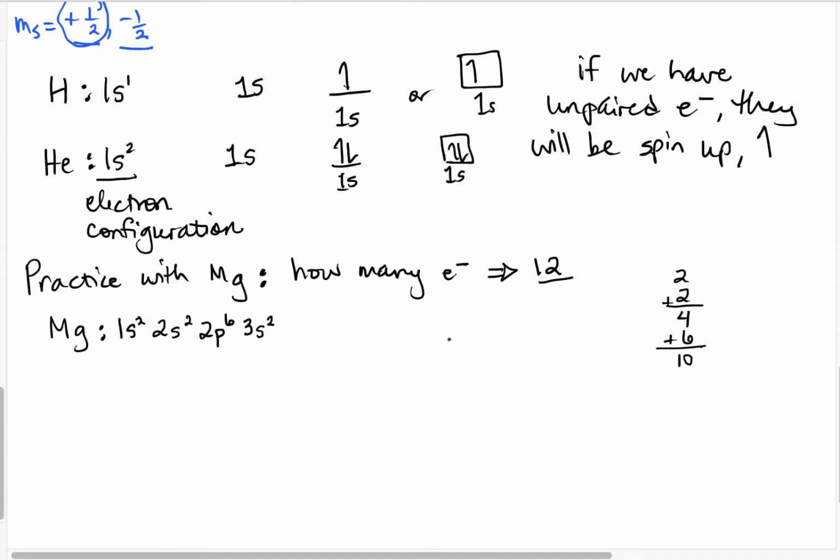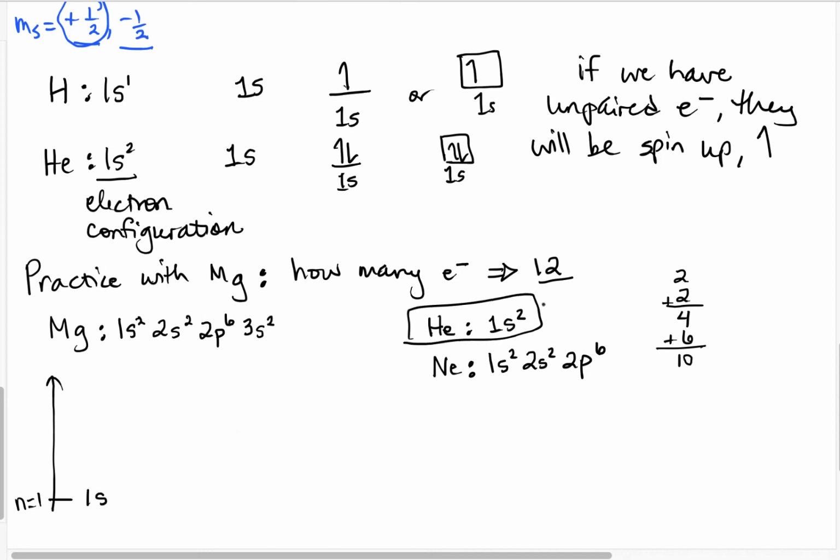So now remember that helium had an electron configuration of 1s2, and neon had an electron configuration of 1s2, 2s2, 2p6. So let's take a moment and remember what that's looking like in terms of our shells, right? We have the n equals 1 shell, which just contains the 1s. So this is a full n equals 1 shell.